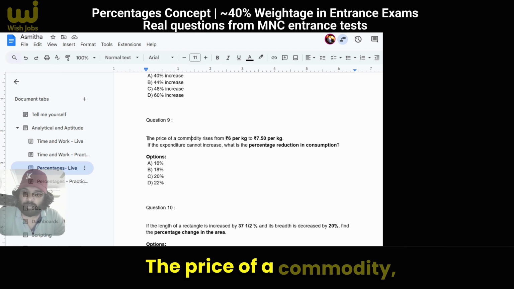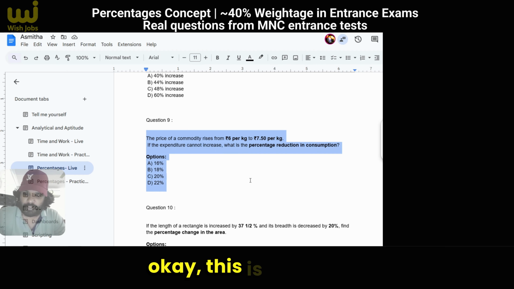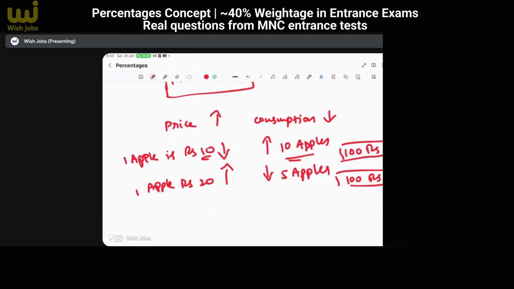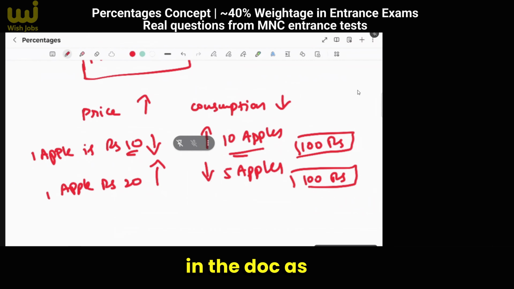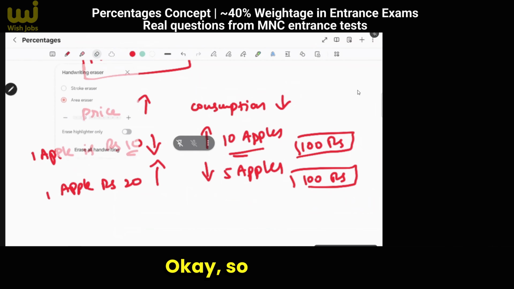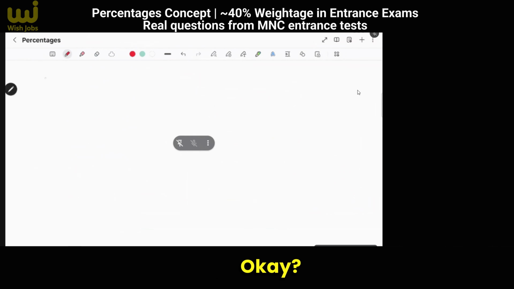The price of a commodity. This is the question. I am just pasting it here. We have it in the doc as well. Okay, so we are going for the 9th question.